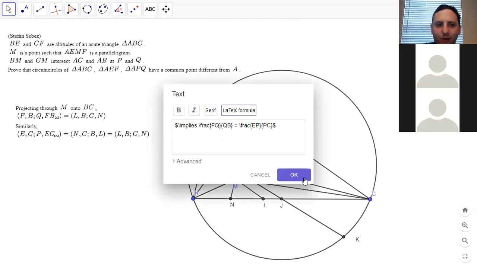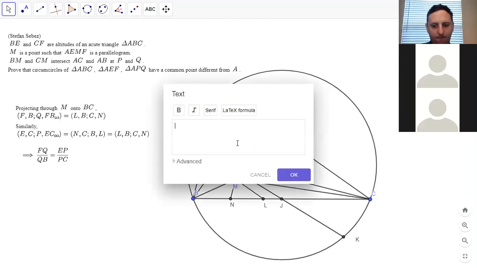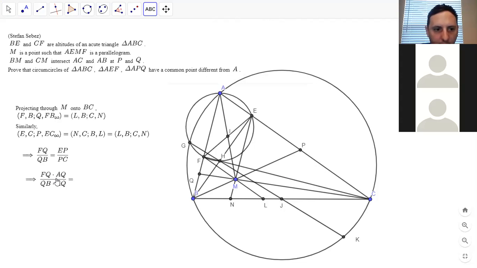Then here we can apply the power ratio lemma. So let's see. We take the ratio of the powers. So I'll rewrite this as FQ times AQ over QB times AQ is equal to EP times AP over EP.